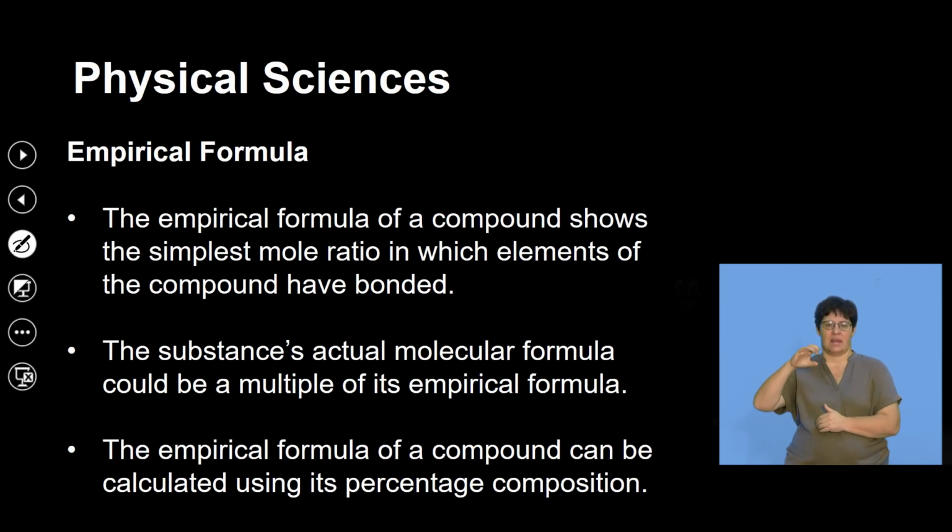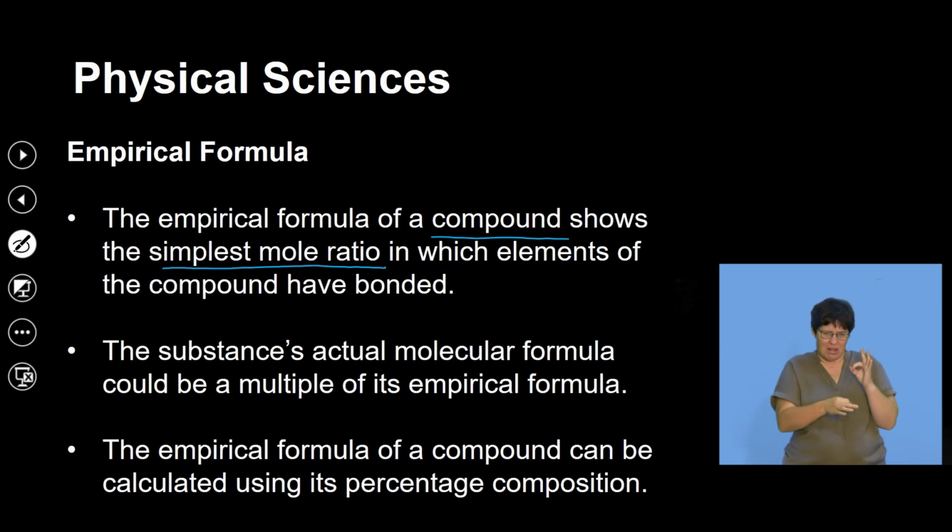Okay, what's empirical formula all about? So the empirical formula of a compound, it's always about a compound. It means there should be two or more different types of elements that are chemically joined. So the empirical formula of a compound actually shows the simplest mole ratio. So those are the key terms. It's the simplest mole ratio in which elements of a compound have bonded. So our emphasis is on the mole ratio in its simplest form.